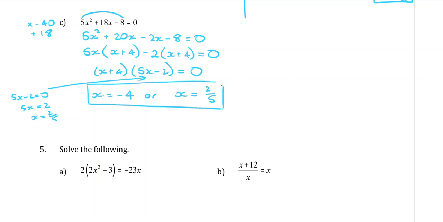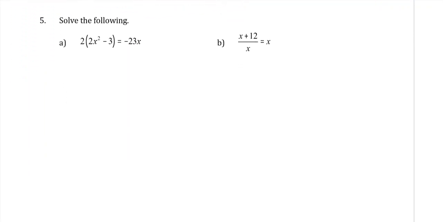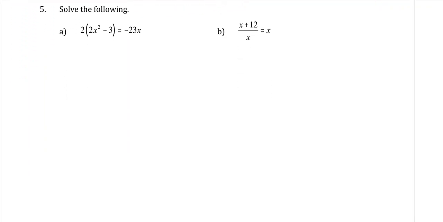Okay, a few more questions down the bottom here. Question 5, solving the equation. Now these look a little bit different. We need to get them in the right form so that we can factorise them properly.